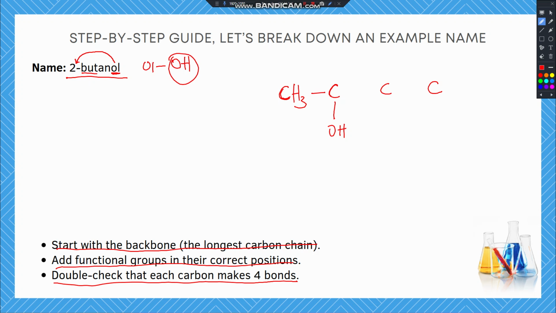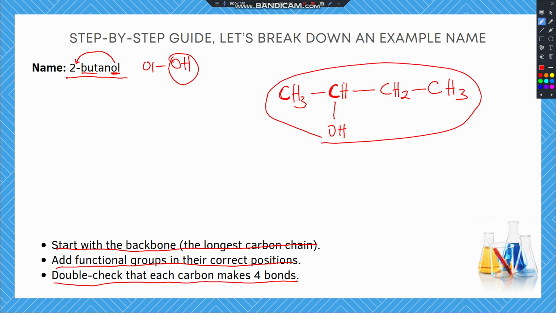Now this carbon over here, the second one, has 2 bonds already filled. It means it now needs one more bond from a hydrogen and then another bond that connects to the next carbon atom. So on this next carbon atom, we have CH2 bonded to the last carbon atom, which is CH3. So now each carbon atom has its 4 bonds fully occupied. This is what the structure looks like. I can draw it like this, or I can choose to draw it like this, CH2 and CH3, whichever way I choose to.